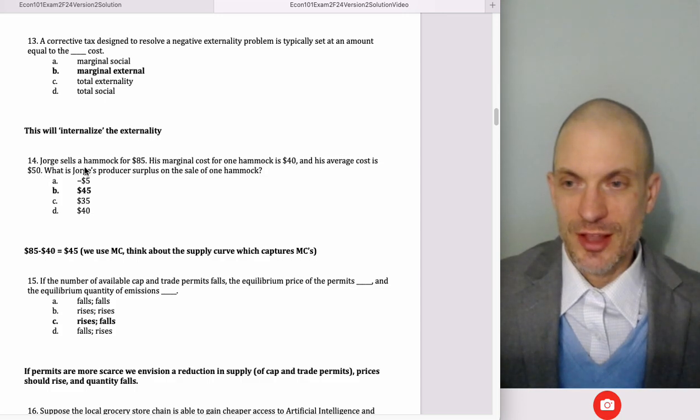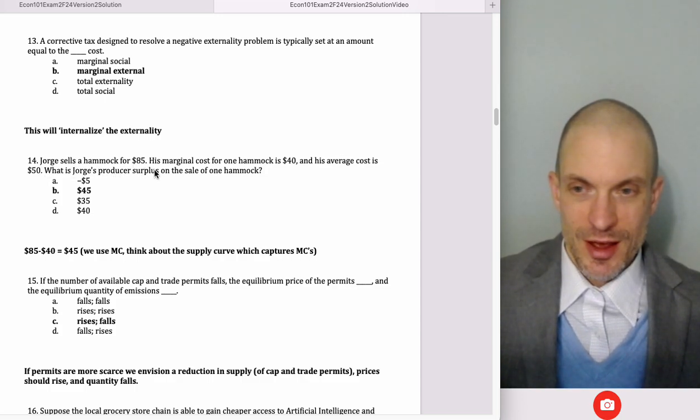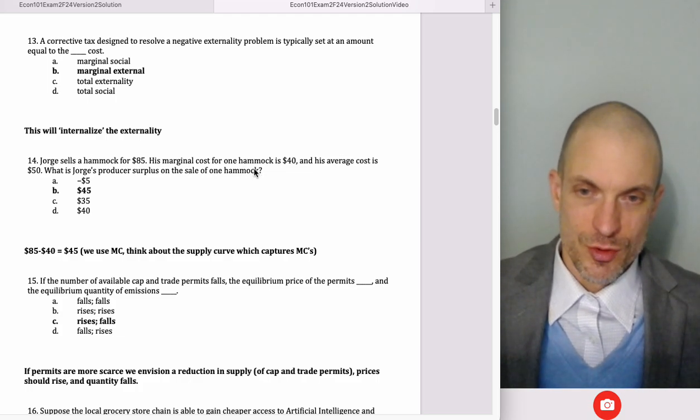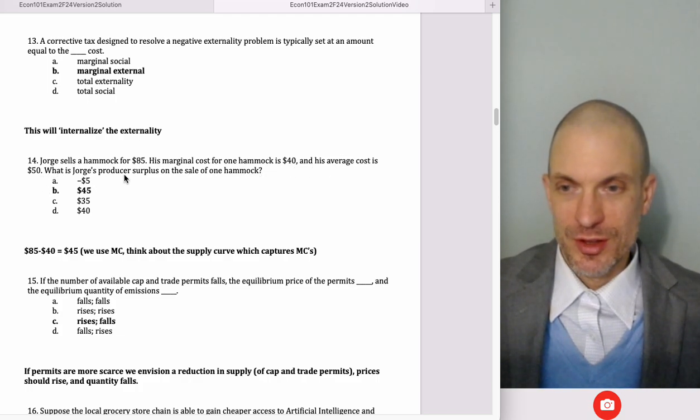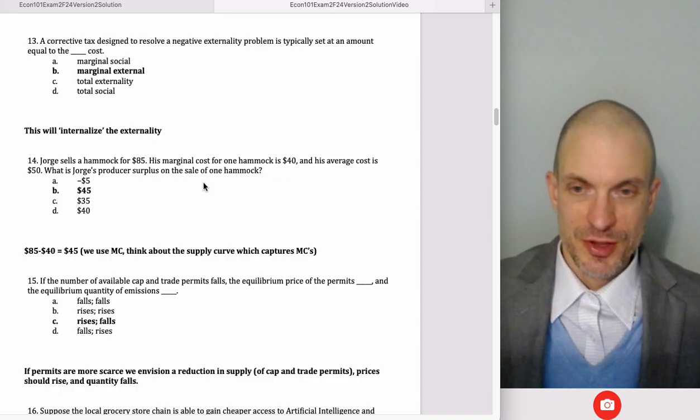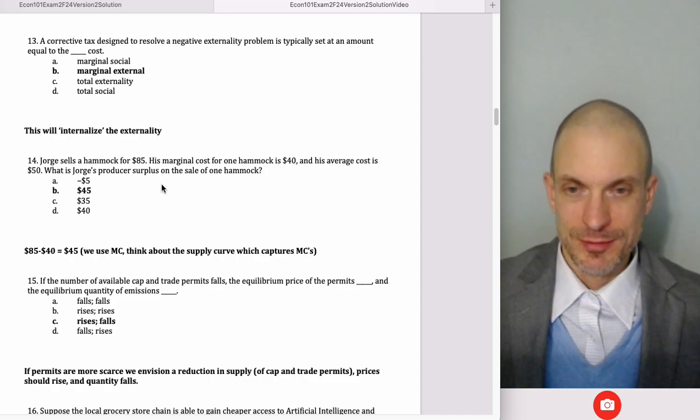All right, Jorge sells a hammock for $85. His marginal cost for one hammock is $40. Average cost is $50. What is the producer surplus for the sale of one hammock?